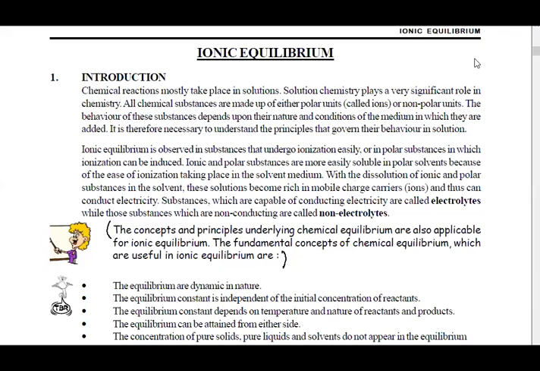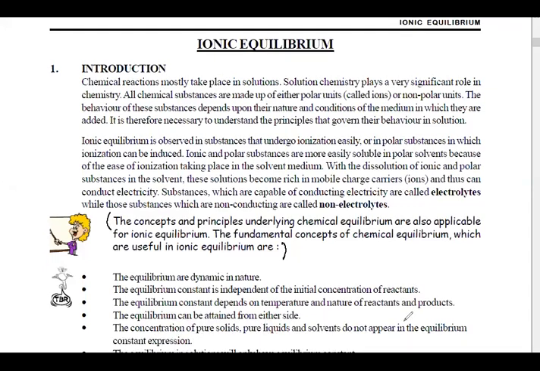But if the reactants are ions, is there anything which will change in equilibrium? Will the definition or the properties of equilibrium change, or will they remain the same? The nature of equilibrium, everything? No, everything will be the same.